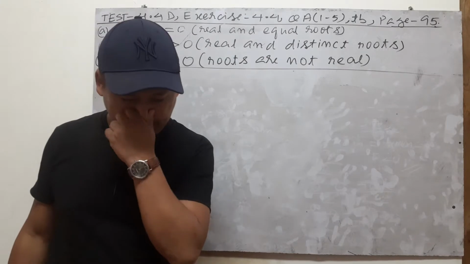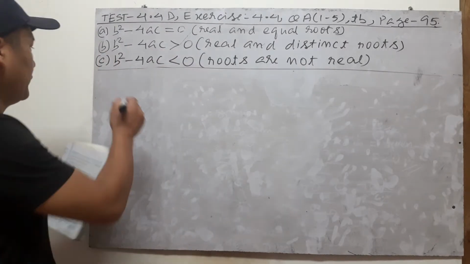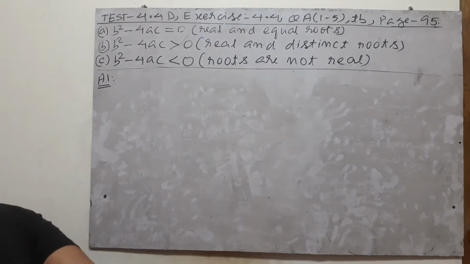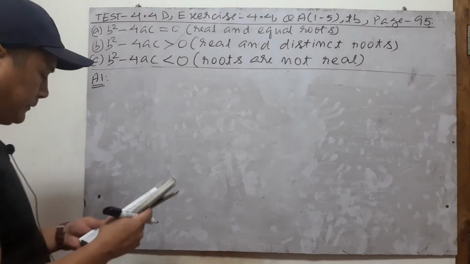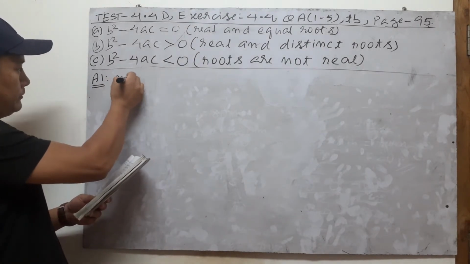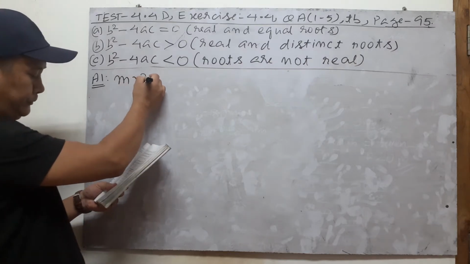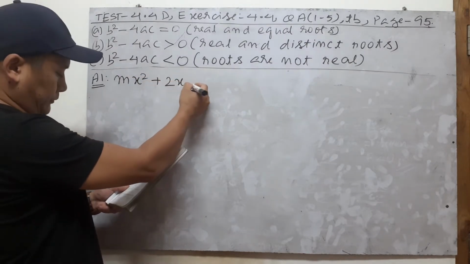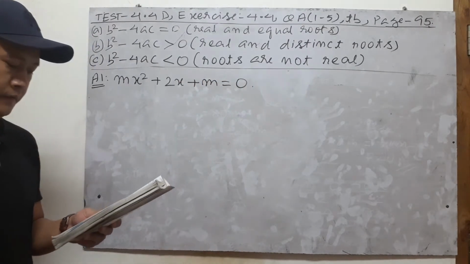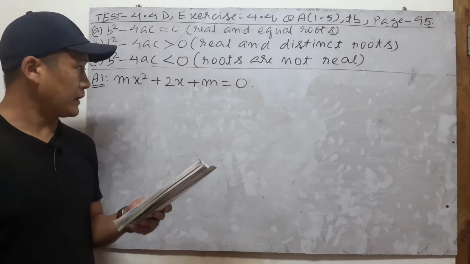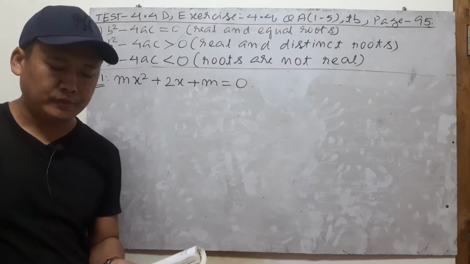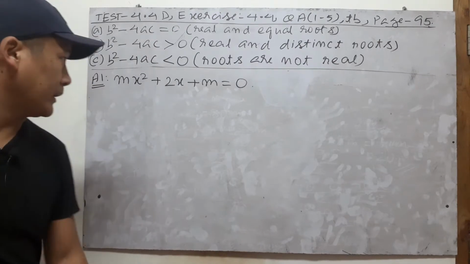Let me read the question for us. First one, A1. So here, follow me. If the quadratic equation, so the given equation is mx squared plus twice x plus m is equal to 0. If the quadratic equation mx squared plus 2x plus m equal to 0 has equal roots, then the values of m are, so we have to find m.